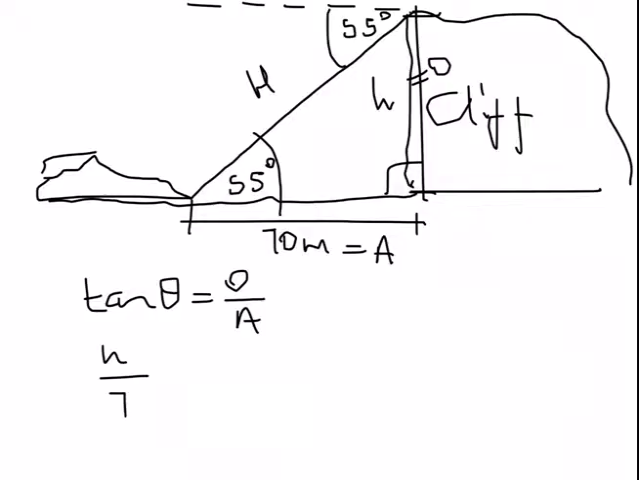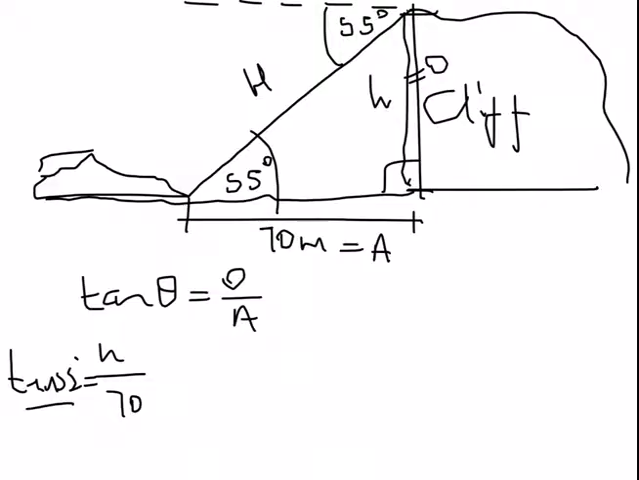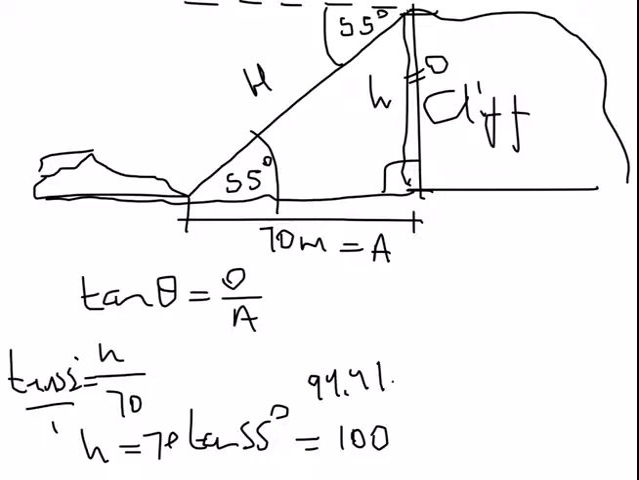Our adjacent is 70, and it doesn't matter whether tan of the angle is on the other side. This is equal to that. Then you can make it a fraction, cross multiply, and you end up having h equal to 70 tan of 55 degrees. Then 70 tan of 55 degrees equals 99.97. When you punch it, you get 99.97 and whatever. Then you need to round it off to 1 decimal place.